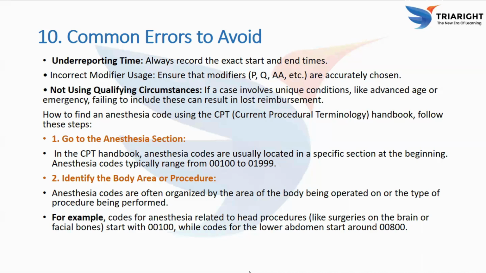So anesthesia coding uses the base units, time units as well as modifier units and qualifying circumstance units. Anesthesia time is counted in minutes. Then it is converted to units. Anesthesia codes do not use global periods like the surgery codes. So documentation must clearly show the start time, the end time, the provider type and medical direction status.